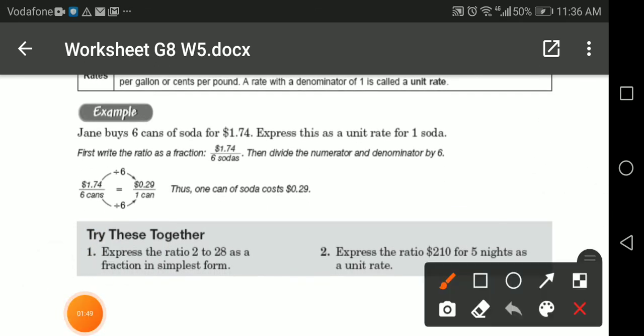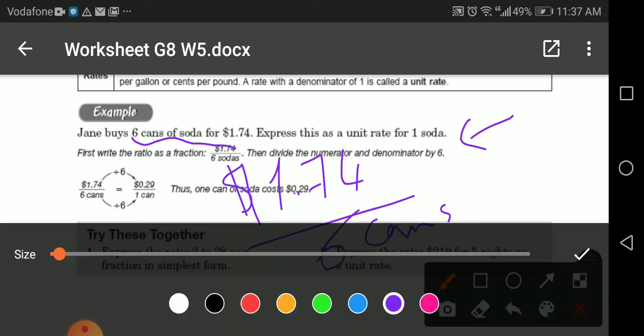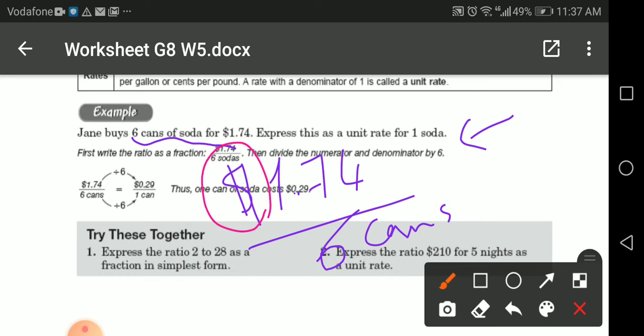So let's have an example here, guys. Jane buys 6 cans of soda for $1.74. Express this as a unit rate for one soda. How can I solve this? We have a rule we have to follow. I have $1.74 for 6 cans of soda. Remember, 6 cans of soda. As you see, we have different units here, dollars and cans. And remember, this is the fraction, so this is the division.